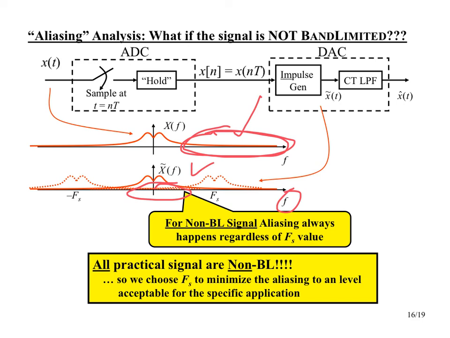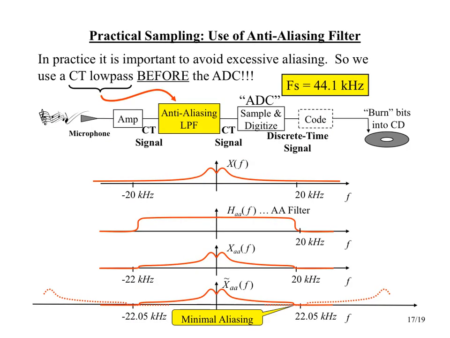Now, one way to attack this problem is to just say, well, how far out do I have to go before this thing drops down so small that I don't really care about it anymore? Okay, set that as B, now sample at twice that. Well, that's one way to do it, but sometimes that sampling rate becomes excessively large, and so there is another way to deal with that, and that's by using an anti-aliasing filter.